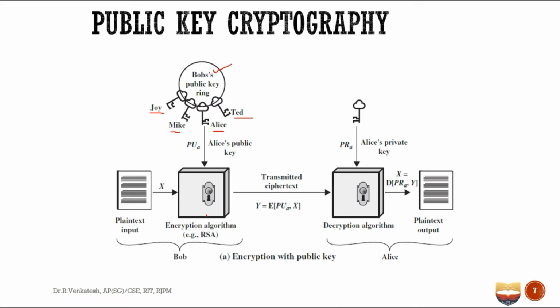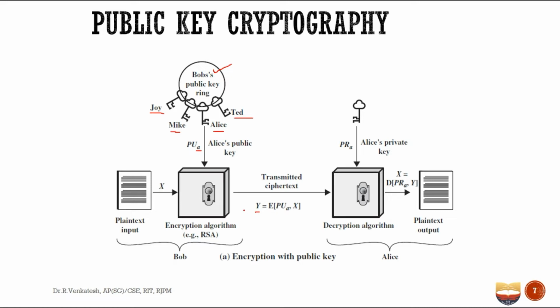For the encryption algorithm, we are using RSA. The RSA algorithm takes two inputs: one is the plaintext X and the other is Alice's public key. At the end of the encryption algorithm, we get the ciphertext Y equal to the encryption function of PUA, where A represents Alice and PU represents public, so it is Alice's public key, and X is the plaintext. Finally, the RSA algorithm produces the ciphertext.